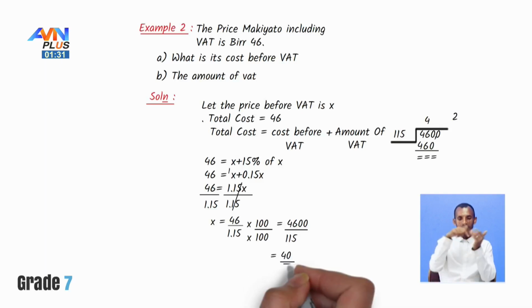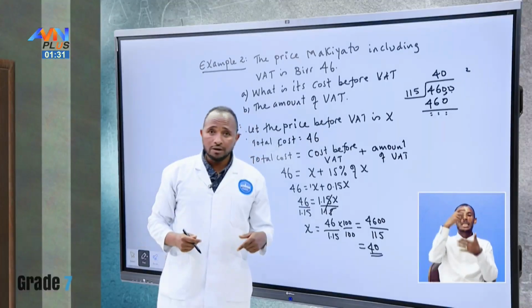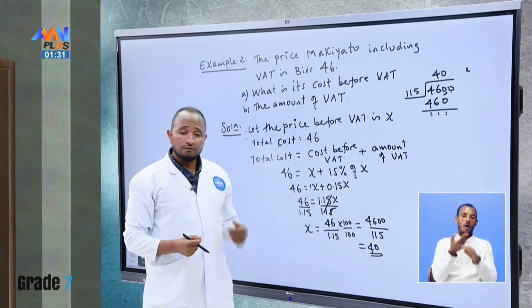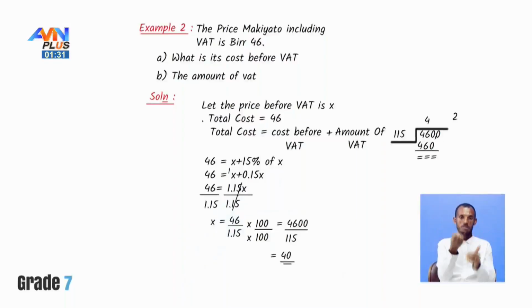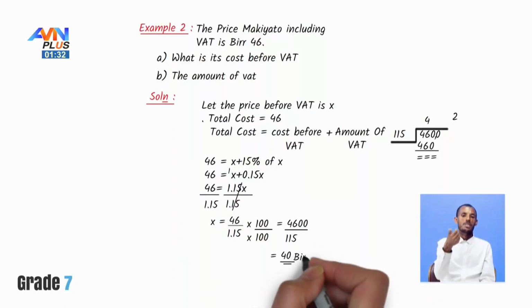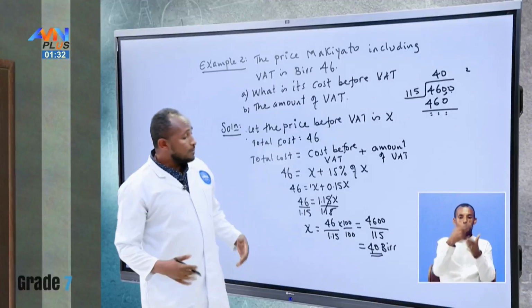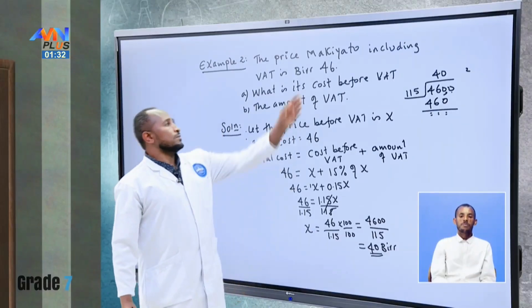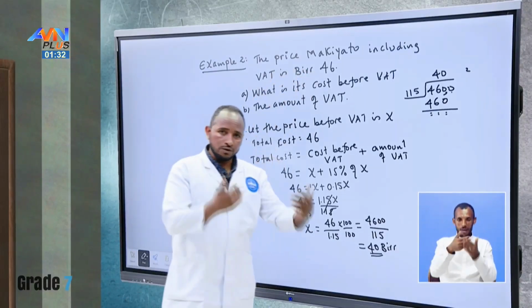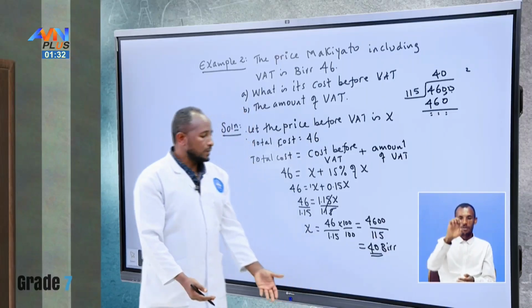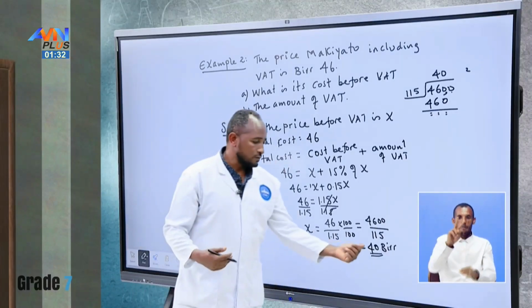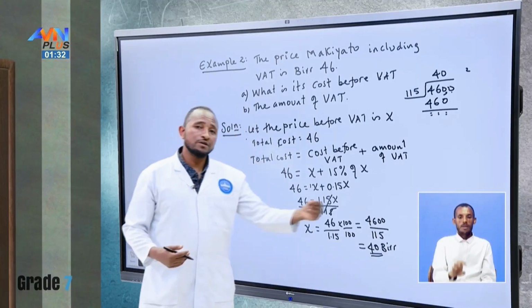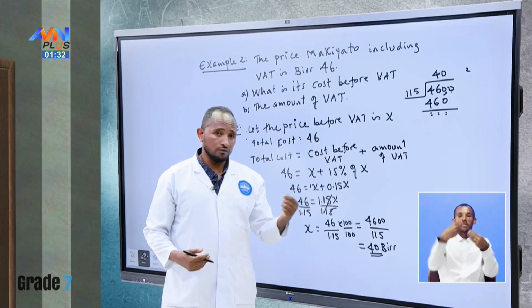Therefore, here, the price of macchiato before VAT is 40 birr. So, what will be the amount of VAT here? In this case, the price including VAT is 46. The price before VAT is 40. So the difference gives you the amount of VAT.